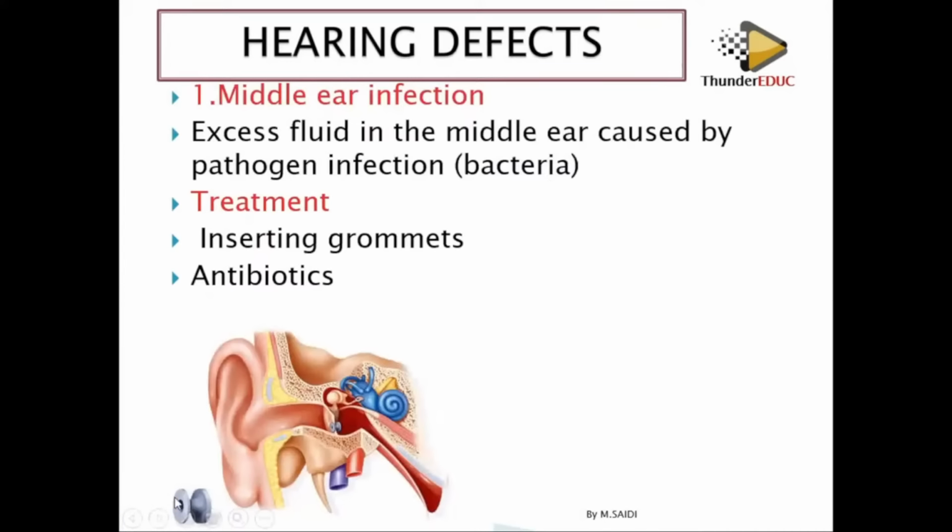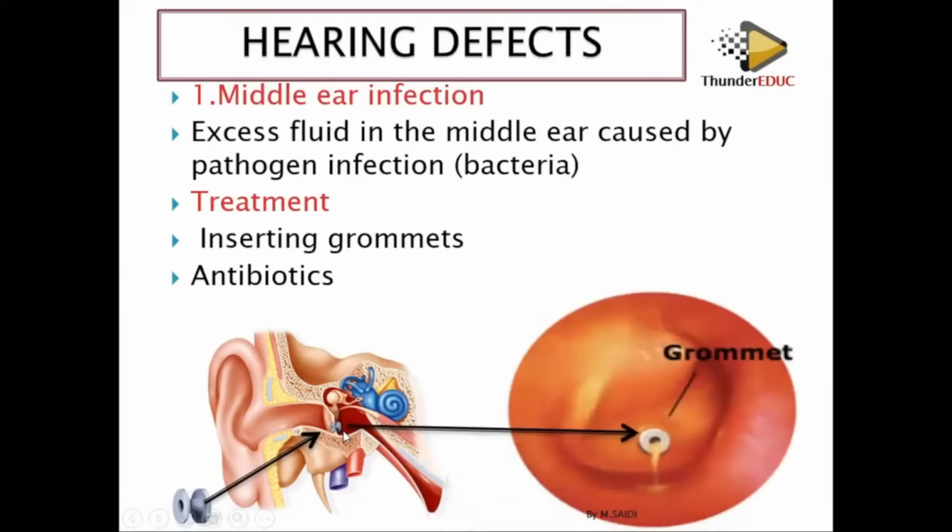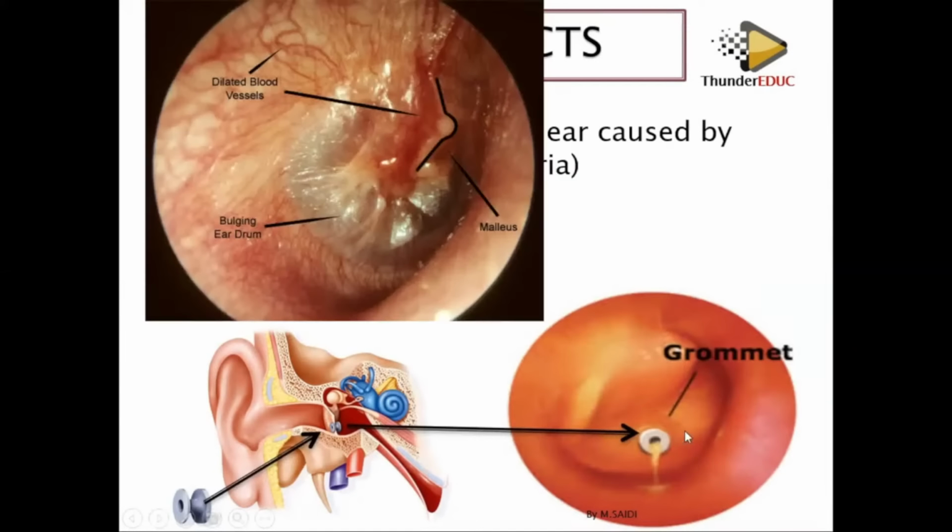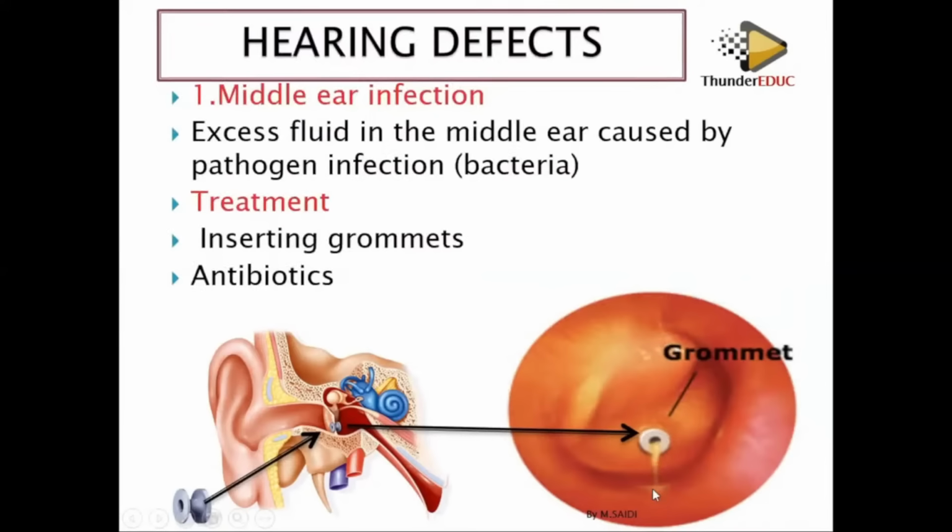This is how it looks. This is a grommet. Then we insert it so that the fluid can be drained. So we bring this one, we put it there. Let's magnify it, and then you see what is really happening. When you bring it here and magnify, this is the tympanic membrane, and this is the grommet. Now the fluid starts to come out of the tympanic membrane, and then you are able to drain it out. Then your ear will become fine again.